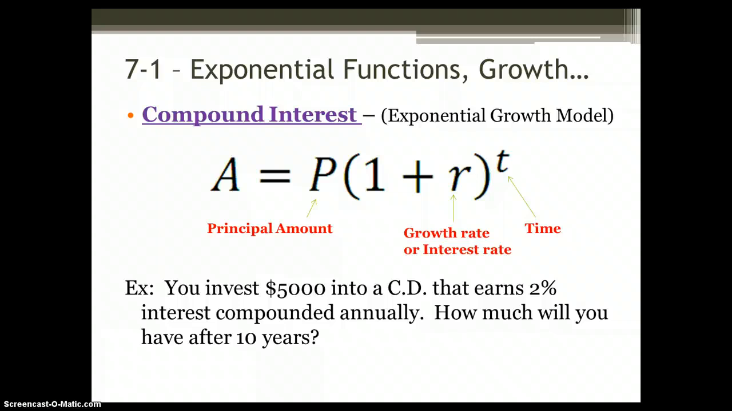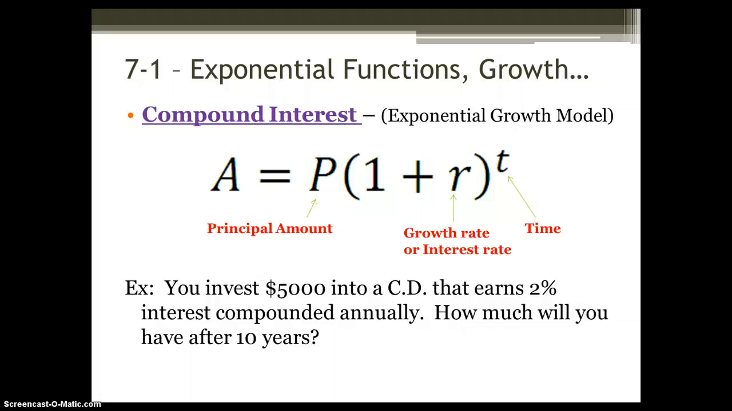A CD is known as a certificate of deposit. It's different than a savings account. It generally earns more interest, but you have to leave it in there for an extended period of time. For example, 5, 10 years, maybe 15 years. Whereas with a savings account, you can withdraw or deposit any amount at any time. The question is, how much will you have after 10 years?